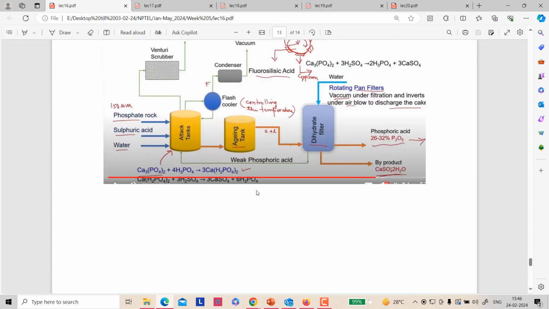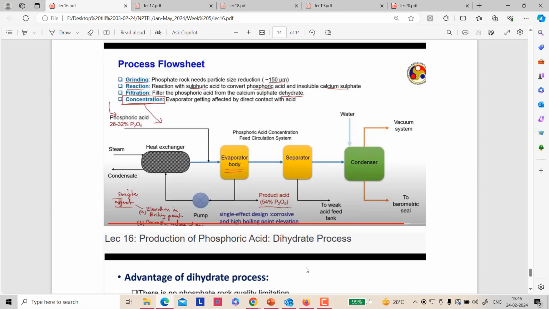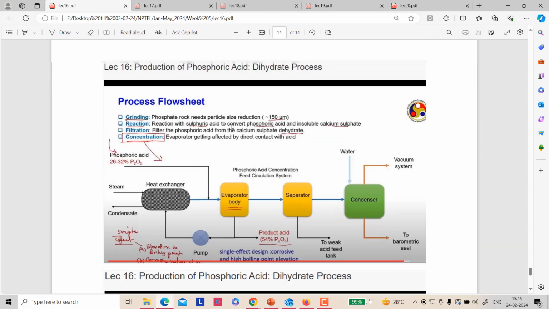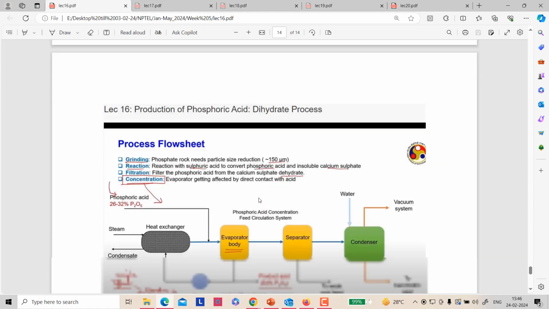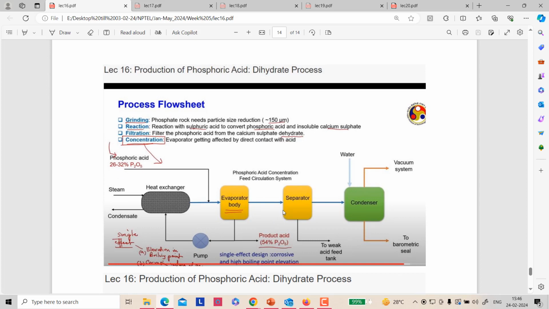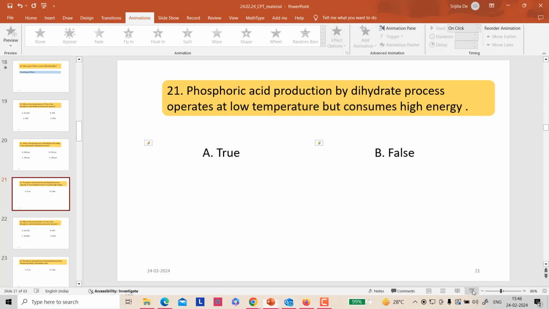Okay, do you understand? Okay, ma'am. What is the temperature in the evaporator body? Temperature of the evaporator body, I don't know actually. It will be around, not much, below 100 degrees centigrade. Okay, okay, ma'am.